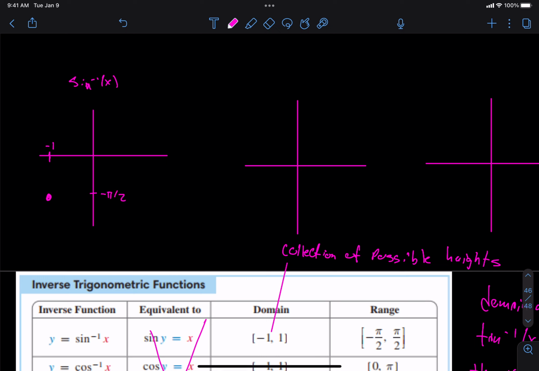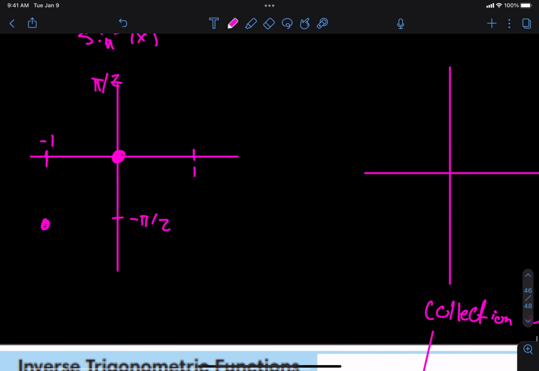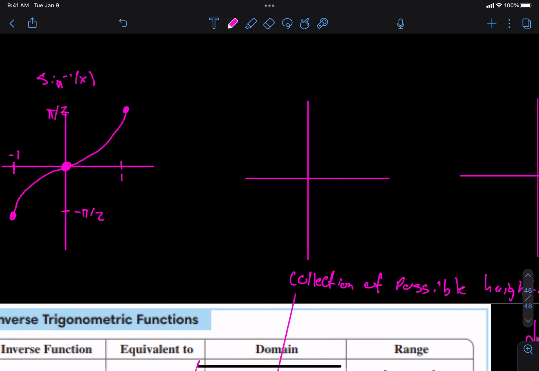Then what's going to happen is we're going to go up to 0, and sine inverse of 0 is 0, right? Sine inverse of 0 is 0. And then at 1, we're going to have height π/2. And the picture is going to look something like this. And like that. Okay, so this is what the graph of sine inverse of x looks like. Okay, how about cosine inverse of x?